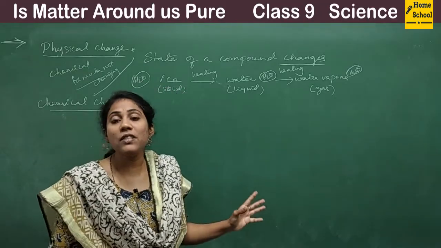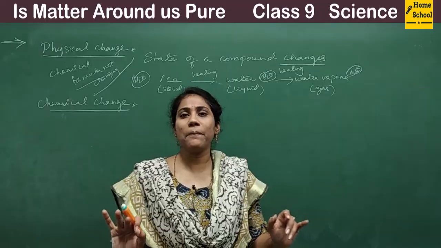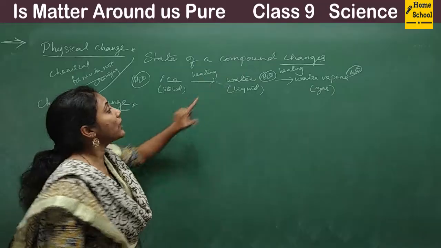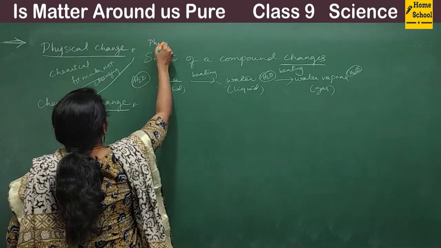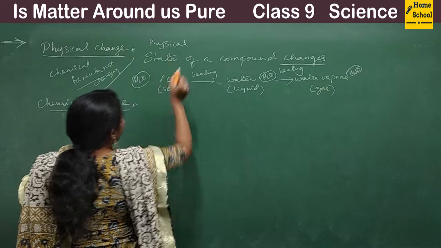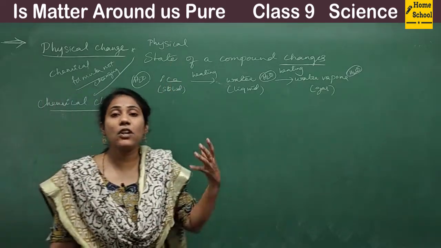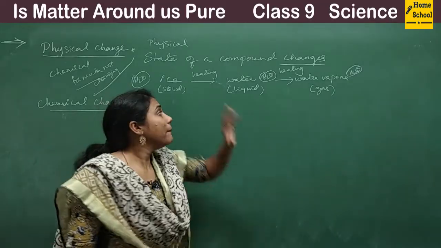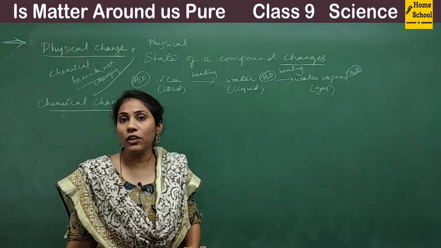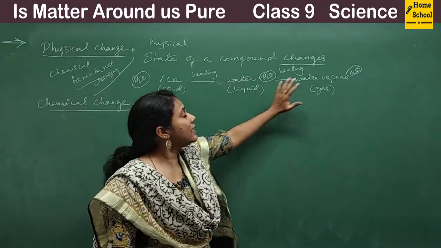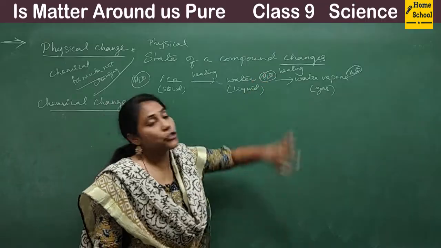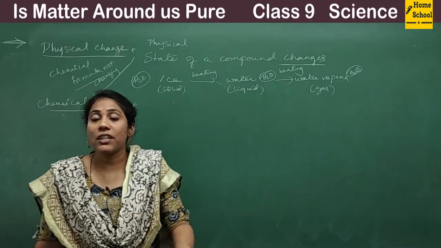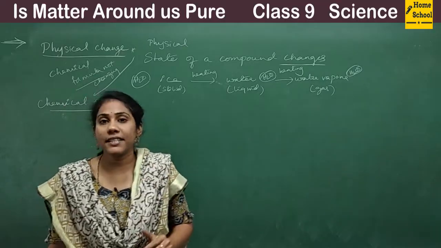So such a change is called a physical change. Very simple. Physical change is a change where only the physical state of a compound changes. Physical state in the sense of whether it is solid, liquid or gas. So physical state, physical appearance will change but not the chemical nature. In all the 3 physical states, the chemical formula is H2O itself. This has not changed. Only appearance has changed. Such a change is called a physical change.